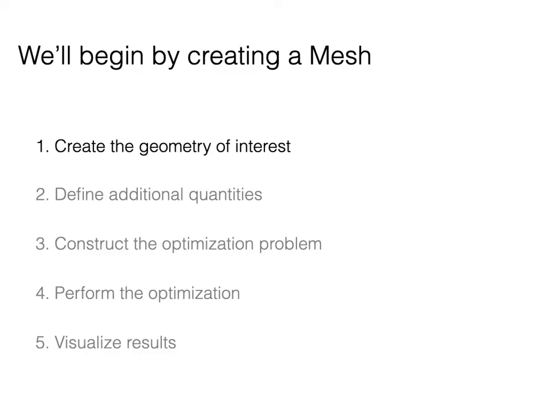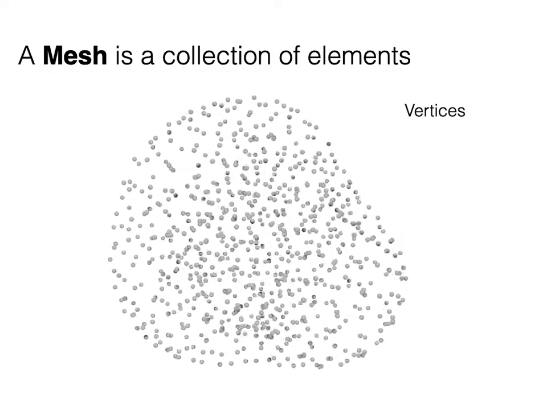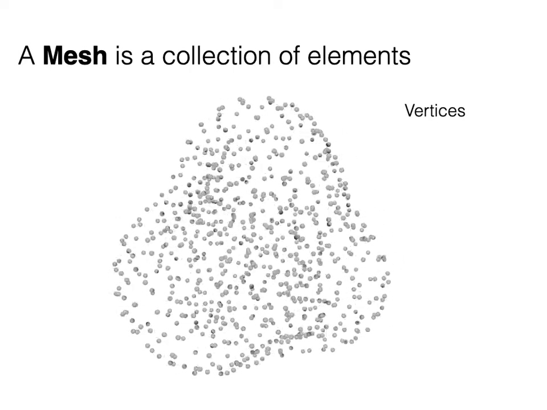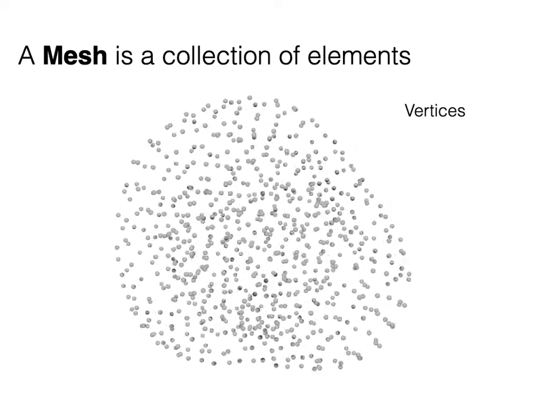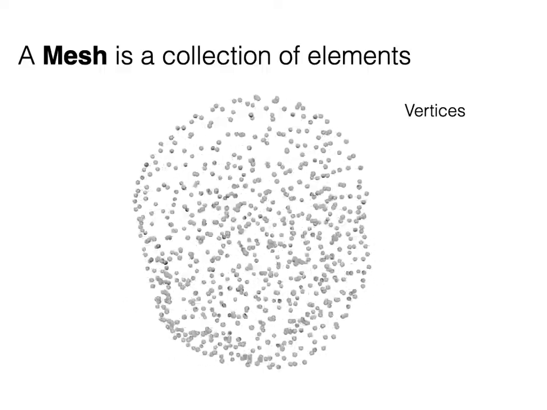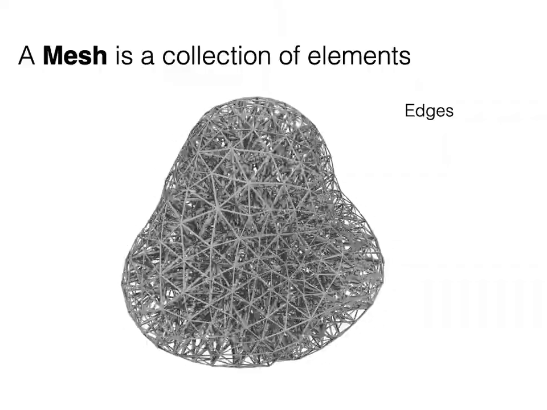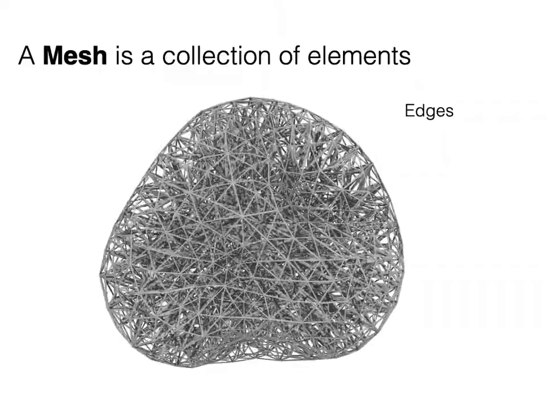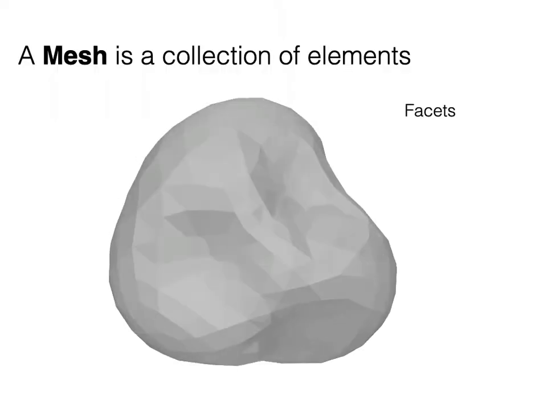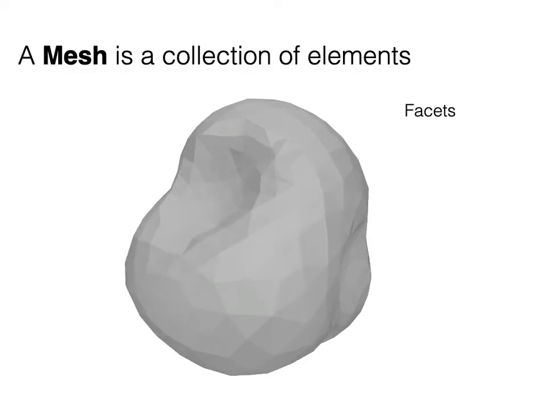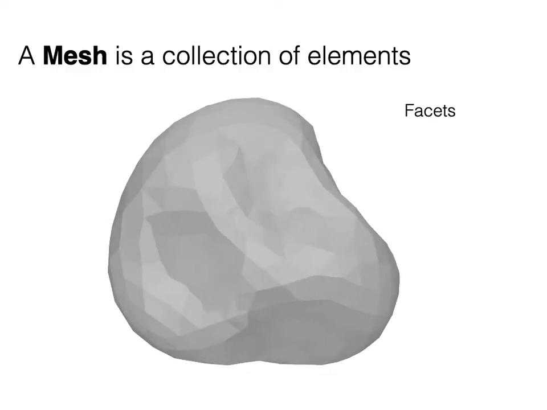So to do this, we're going to begin by creating a mesh. And before showing how to do that, I'm going to introduce what a mesh actually is. In Morpho, a mesh is a collection of elements that can include multiple types of element. All meshes comprise vertices. That's a collection of points in space. Many also include edges. Those are lines that connect the vertices. Many also include facets. Those are triangles or other structures that connect between a collection of points as well.